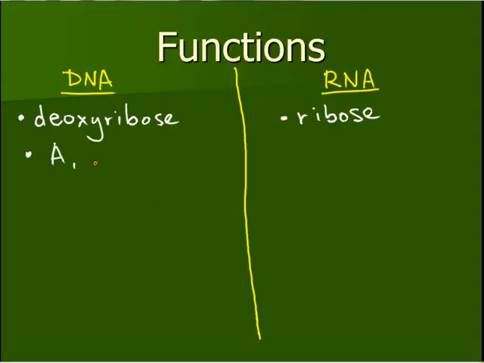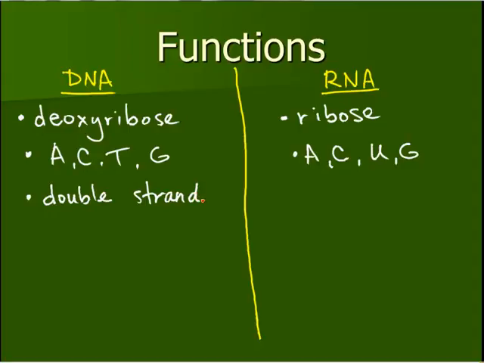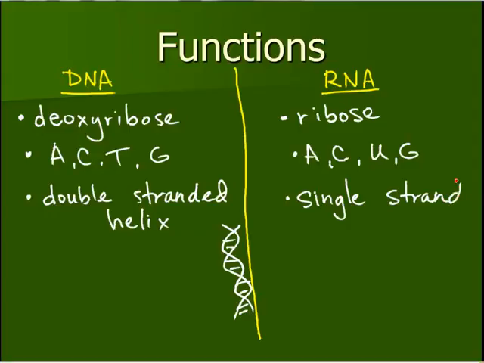DNA, as I mentioned, uses adenine, cytosine, thymine, and guanine. RNA uses adenine, cytosine, uracil, and guanine. So a slight variation in which bases they use. DNA utilizes those to create a double-stranded helix. A helix is just a twist. And so most of us have an image in our head that DNA looks something along these lines. RNA, on the other hand, is a single strand, so it can't form that helical shape.